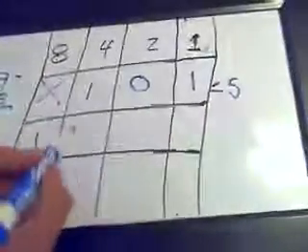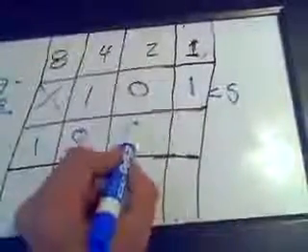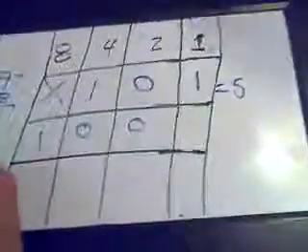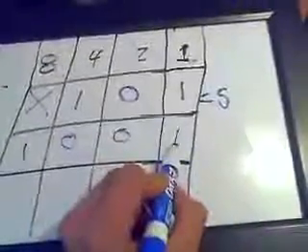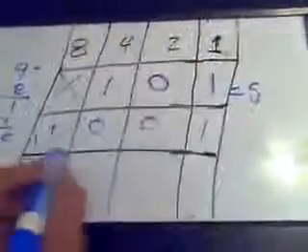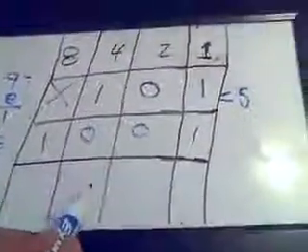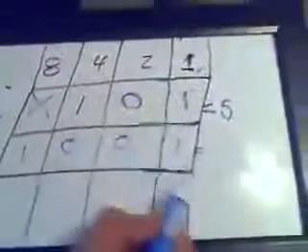We cannot use all of the 4, so we use none of it. We cannot use all of the 2, again, so we use none of it. We have a 1, here's a 1, so we'll hold that position with this 1. So 1 minus 1 is 0. And we have no remainder and no more numbers to use, so we end up with 1001. Now how do we know that that's 9? Well, if we used 1 eight and 1 one, 8 plus 1 is 9.